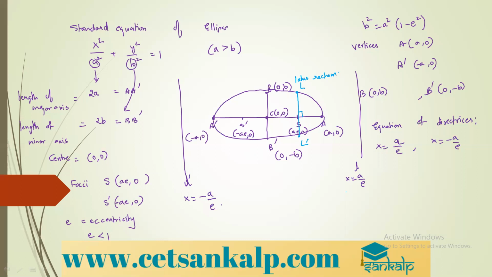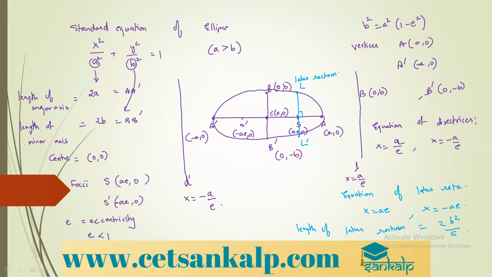So the equation of latus recta, there are two latus recta. One is x equal to plus AE, the other one is x equal to minus AE. And the length of latus rectum of the ellipse is given as 2b square by a. So these all you have to remember.